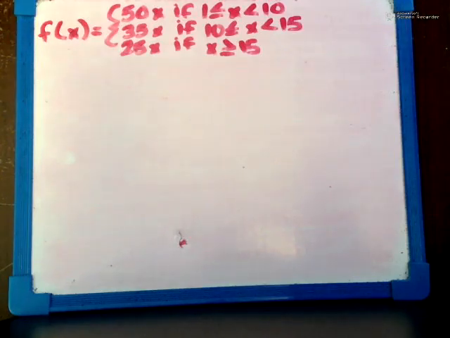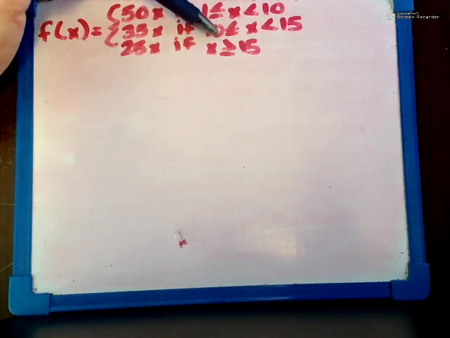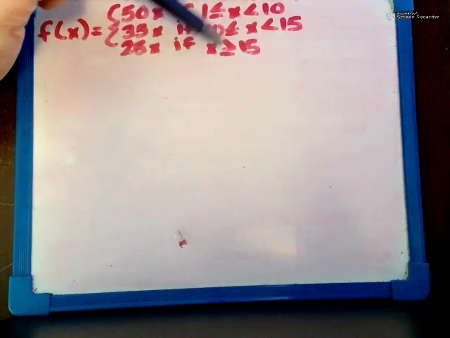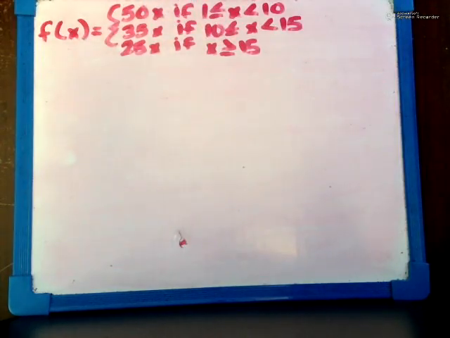All right, let's look at this function. We have f of x is equal to 50x if x is greater than or equal to 1 and less than 10, 35x if x is greater than or equal to 10 and less than 15, and 25x if x is greater than or equal to 15. Okay, so create a graph of this function. First, make a table, then create a graph.